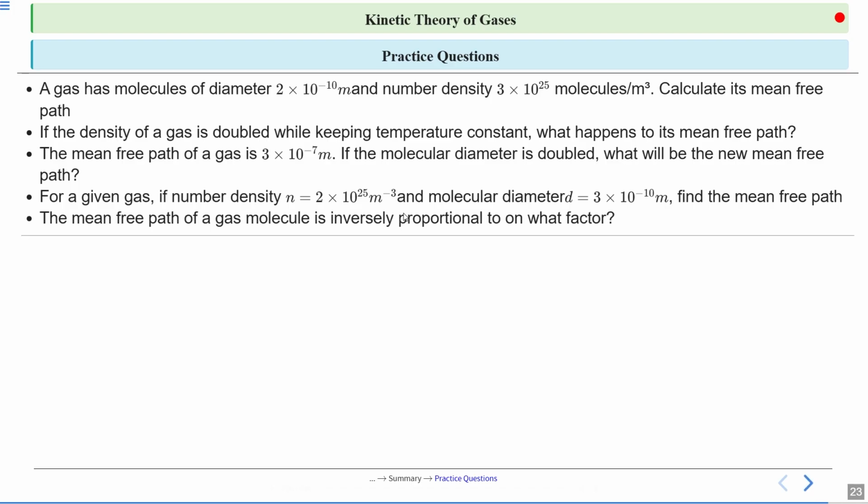The mean free path of a gas molecule is inversely proportional to which factor? So these are the practice questions and this is homework for you.